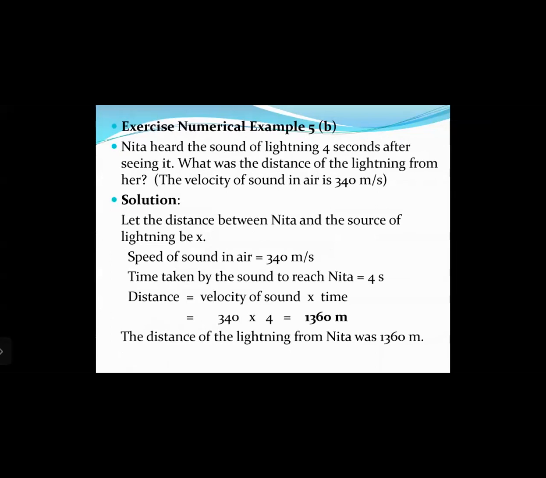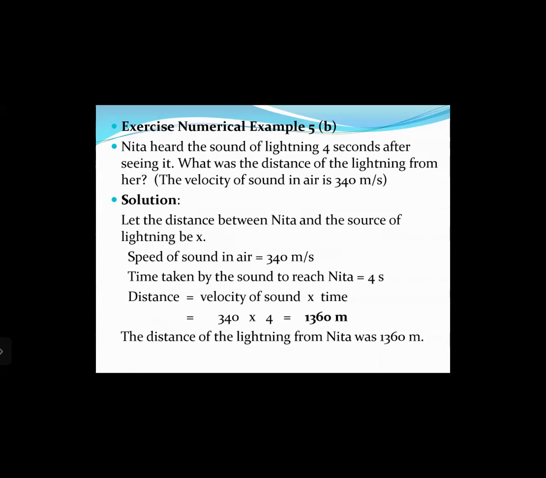What was the distance of the lightning from her? So the velocity of sound in the air is given as 340 meters per second. So the solution is, let the distance between Neeta and the source of lightning be x. Speed of sound in air is 340 meters per second. Time taken by the sound to reach Neeta is 4 seconds.